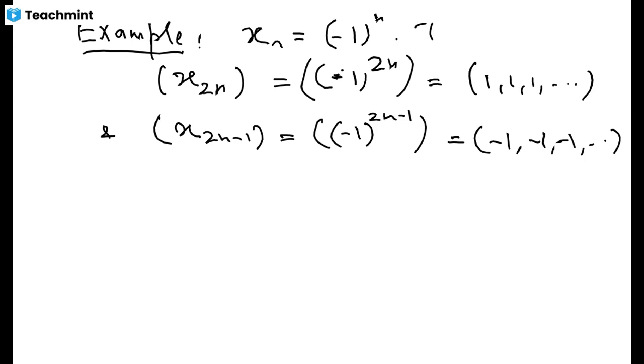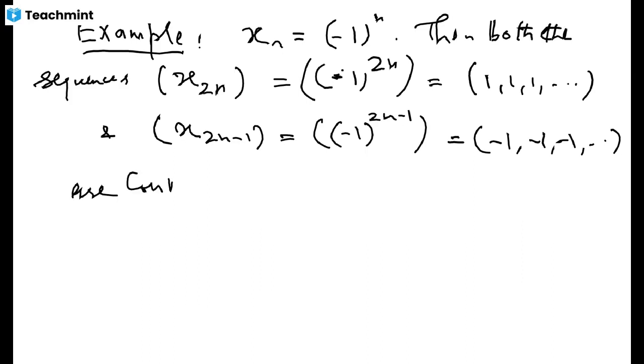Then both these sequences are convergent, but the sequence does not have only two subsequences. I'm just taking two particular subsequences through which I can demonstrate to you that they have different limits, and what we are going to call those limits. The sequences are convergent and have different limits.